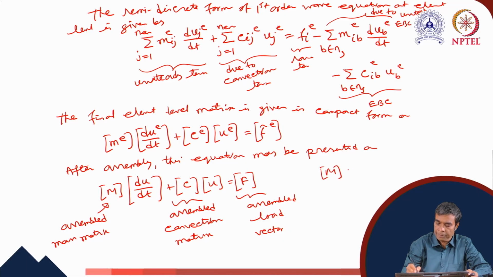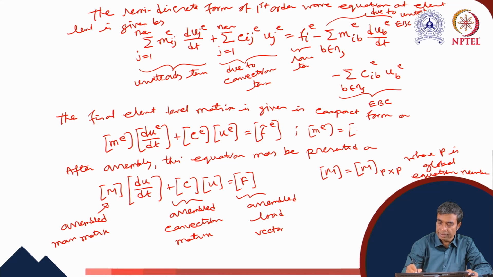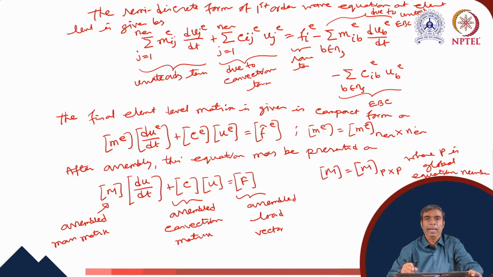The mass matrix M is a square matrix of size P by P, where P is the global equation number. At the element level, the element mass matrix ME is of size NEN by NEN, the number of nodes per element, because we have only 1 degree of freedom per node.